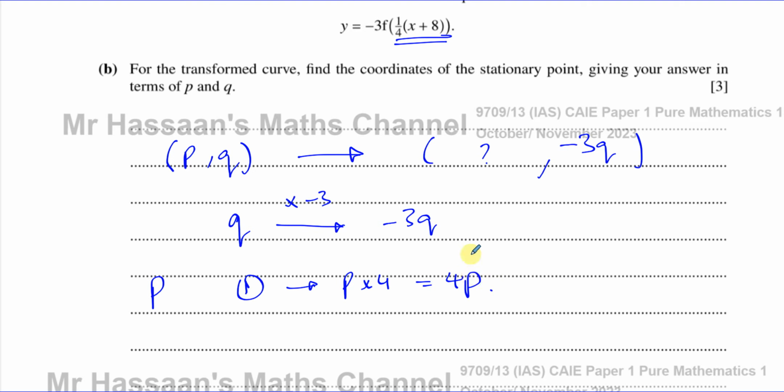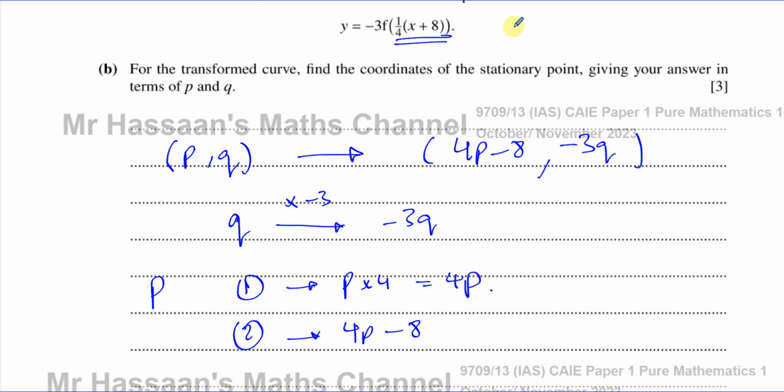And then there's a translation of 8 units to the left. So the second thing is you end up with the 4p, and you're going to take away 8 from it. Why? Because it's a translation of that number of units to the left. So your x coordinate is going to become 4p minus 8. Okay, so we do the opposite of BIDMAS.